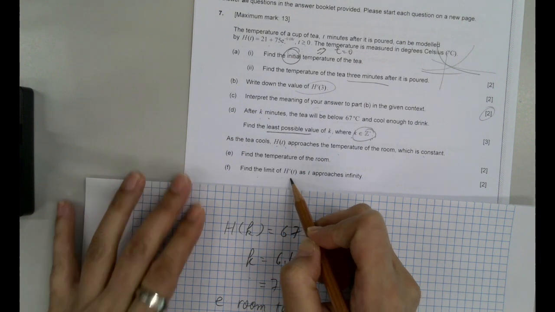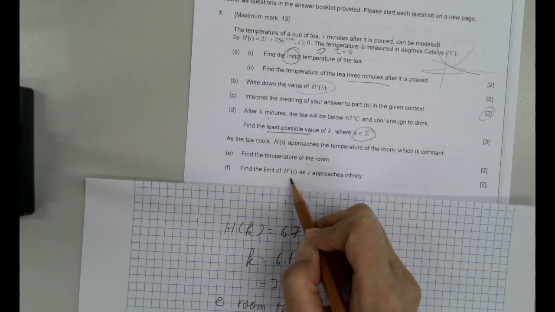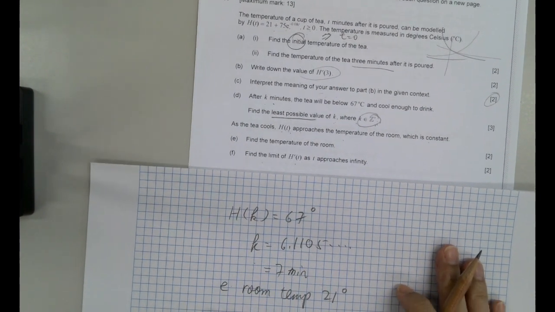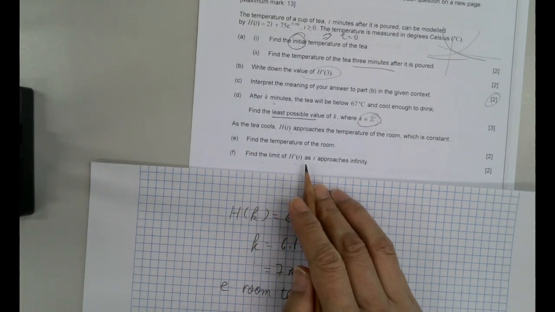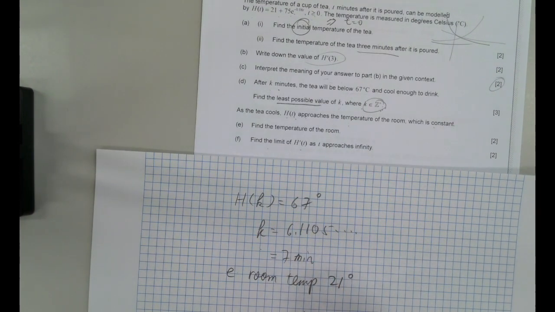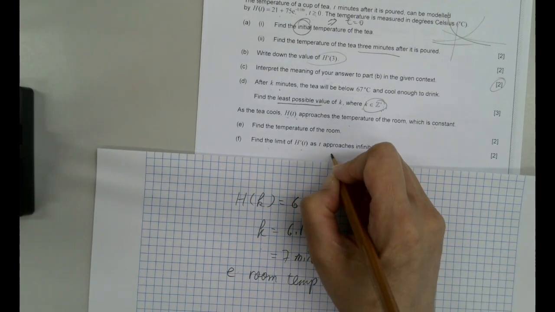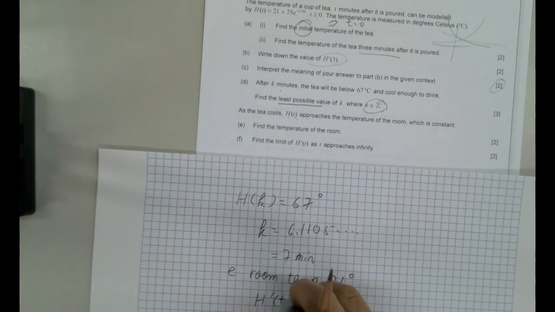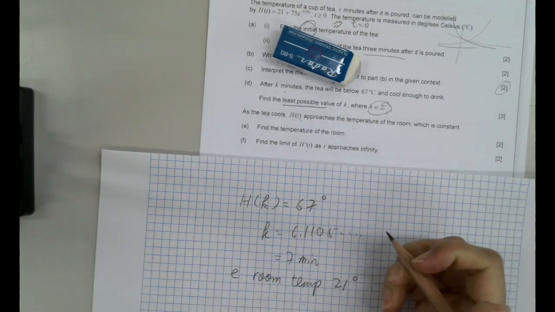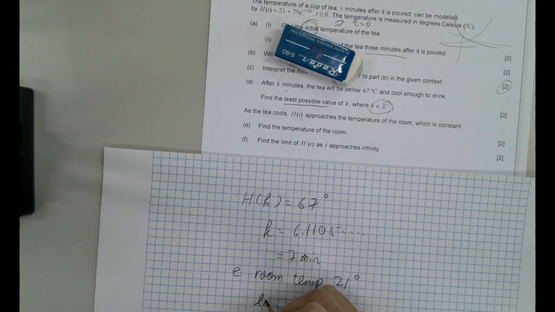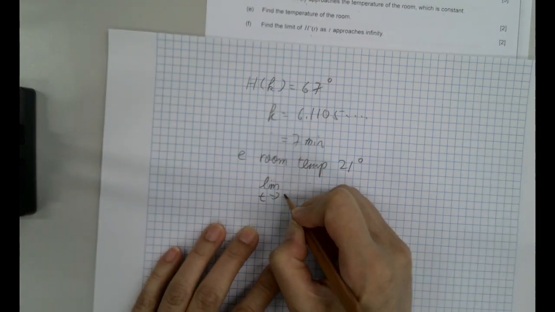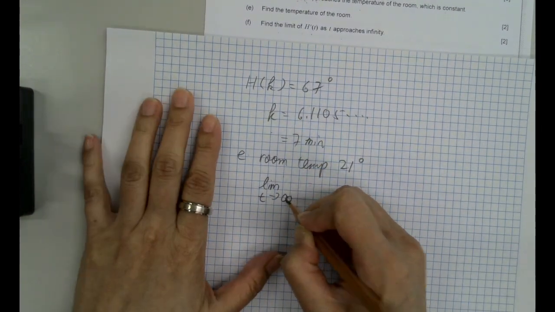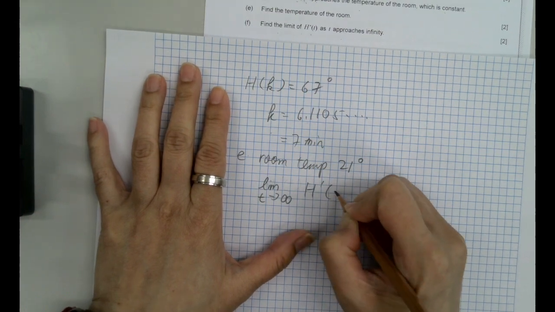F. Find the limit of H when t tends to infinity. So the temperature tends to infinity. We need the rate of change. So we have the limit when t tends to infinity. What will H dash t do?